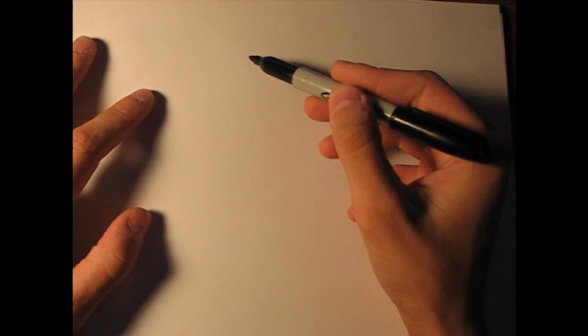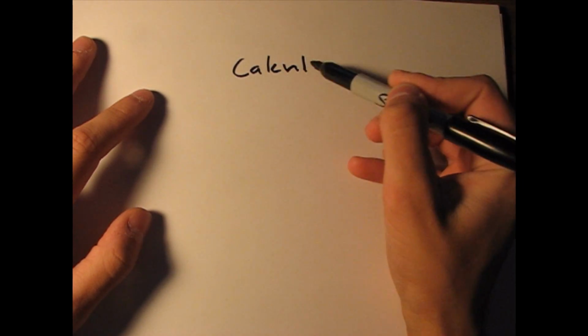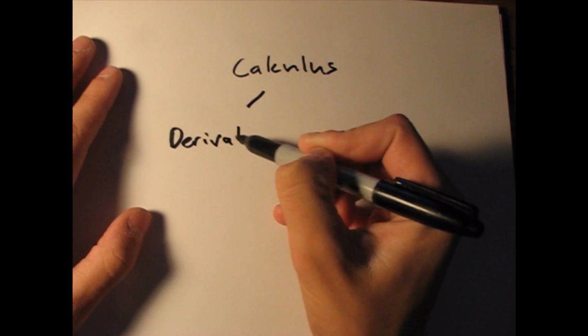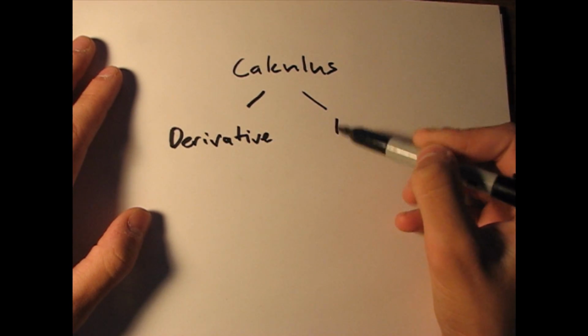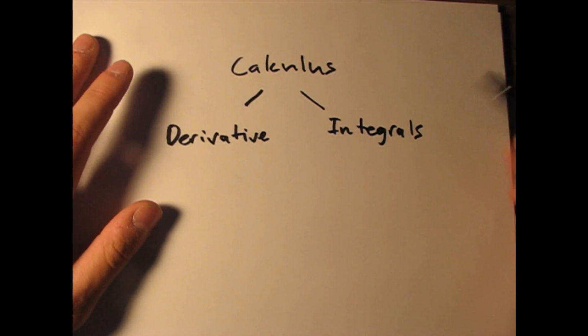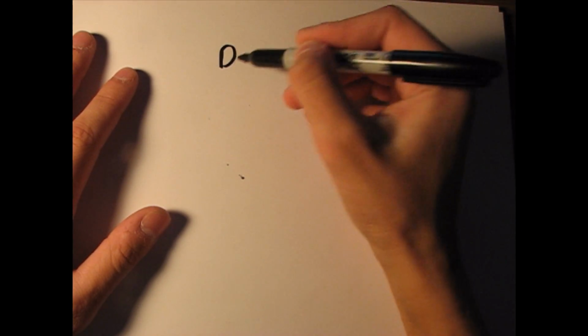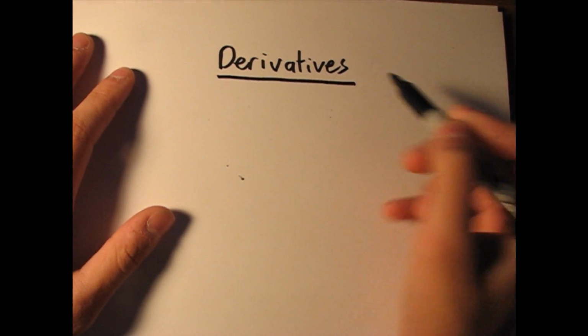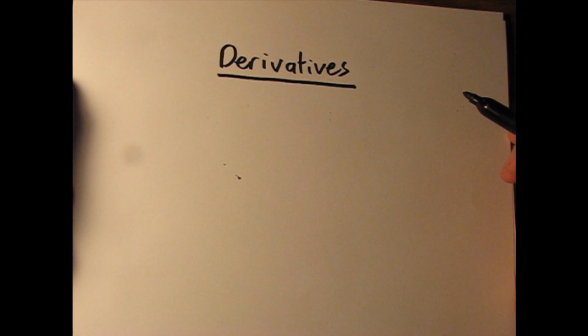So, the first thing I'm going to go over is some basic calculus. There are two main aspects of calculus. There are derivatives, and there are integrals. And they're basically two sides of the same coin. So let's talk about derivatives. A derivative is the slope of a graph.